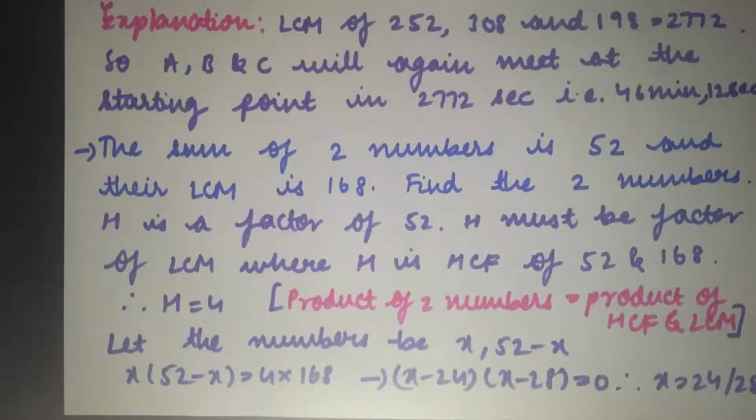So let's consider a number which gives the sum of 52 as x. So the other number would automatically be 52 minus x. So x into 52 minus x would be given by the product of 4 into 168, where 4 is the HCF of the two numbers and 168 is the LCM of the two numbers. So after solving, we get x as 24 or 28, and from this we can find the other number by 52 minus 24 or 28.